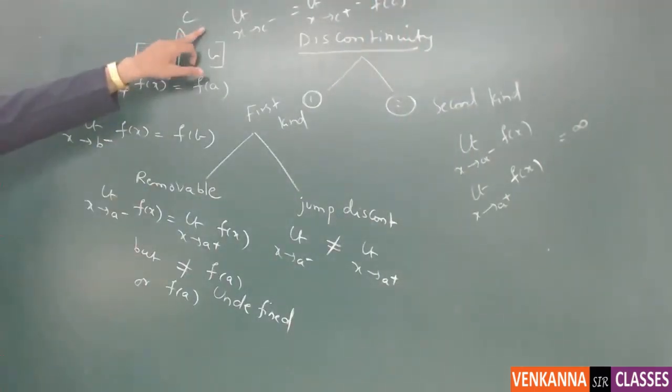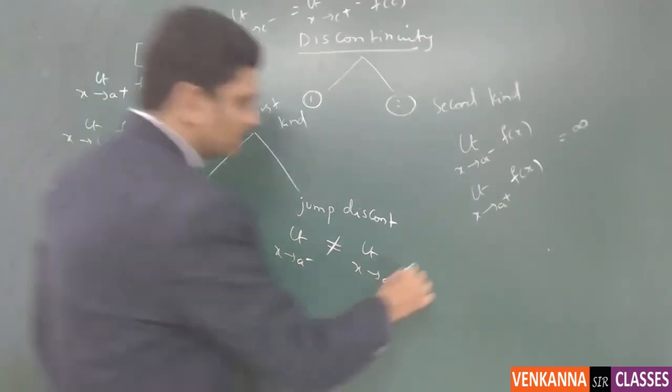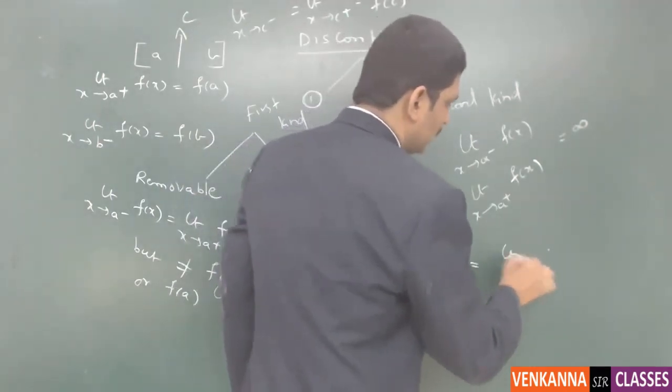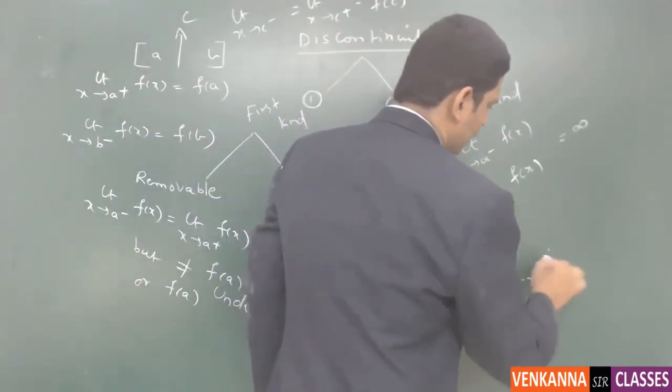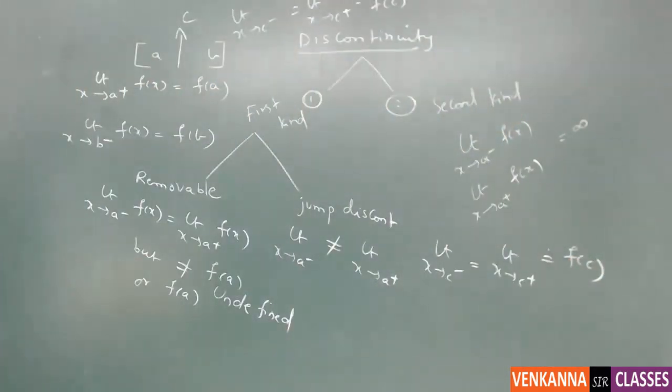Is the top visible or not? I will write here. Limit x tends to c minus f of x is equal to limit x tends to c plus f of x is equal to f of c. So the three criteria must be satisfied.